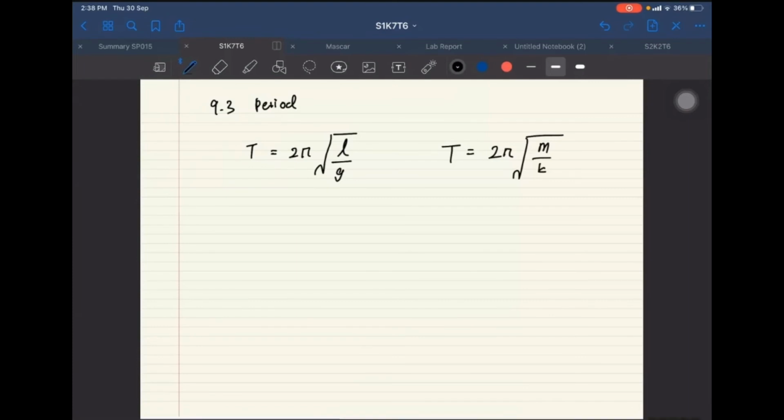Okay, cara nak bezakan antara period untuk pendulum dengan spring, spring ni dia ada K. K here represents the spring constant. So M is a mass, hanging mass. K is a spring constant. So as long as you have a spring constant, you straight away know that this one is for spring that undergoes the simple harmonic motion. And this one is the period for pendulum.